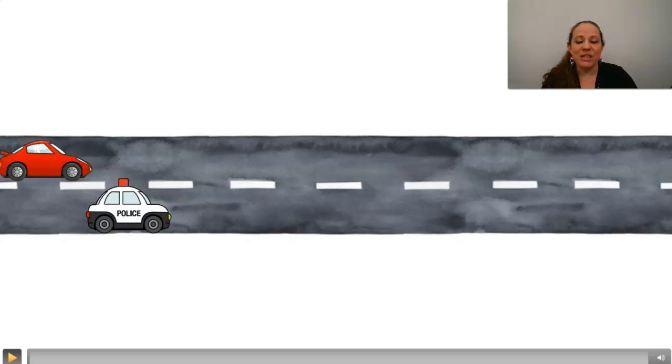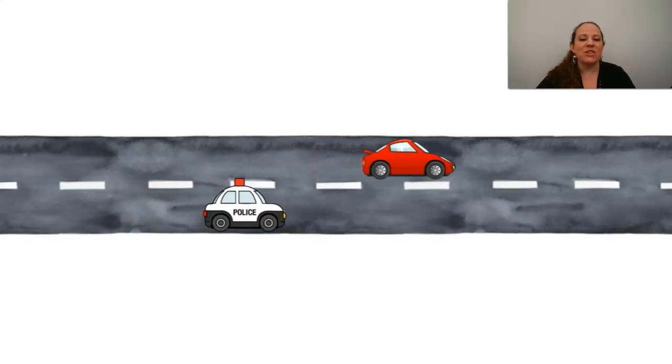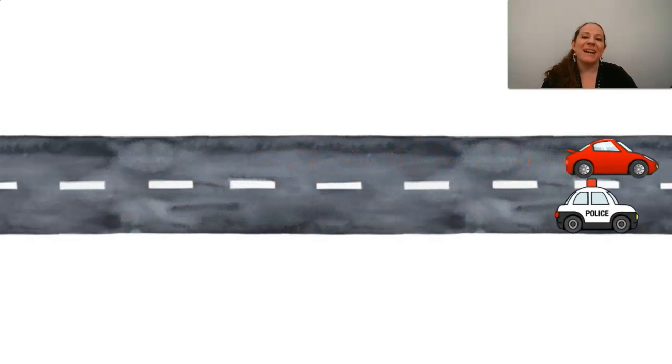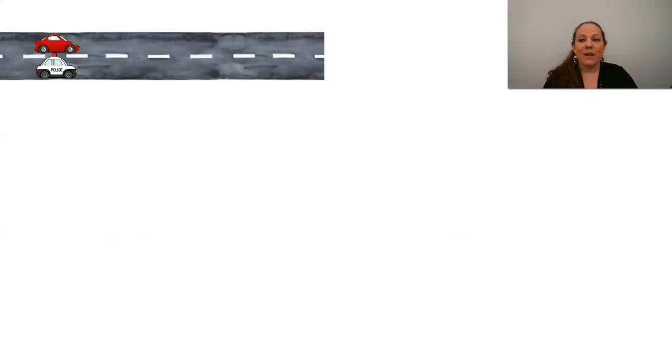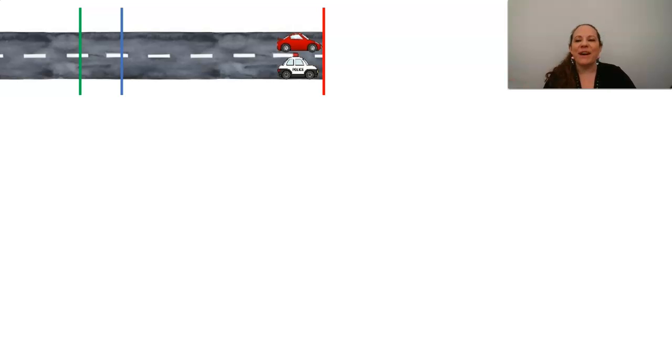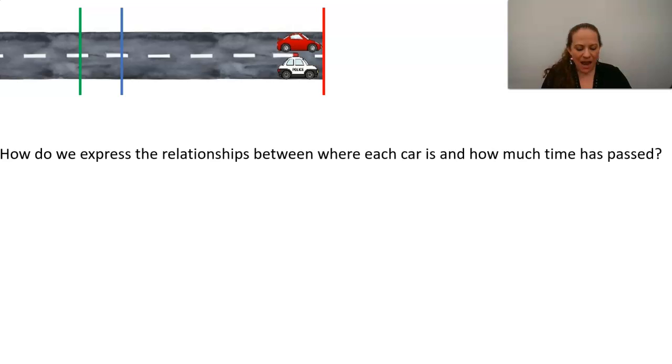And so here's an animation. Our speeder passes the patrol car, takes a few seconds, and then begins to go, and eventually will catch up with our speeder. So we need to mark a few important positions and times. We need to mark when the speeder passes the patrol car, where the speeder is when the patrol car begins moving, and then that final position. And the important question we're going to answer here is, how do we express the relationships between where each car is and how much time has passed?